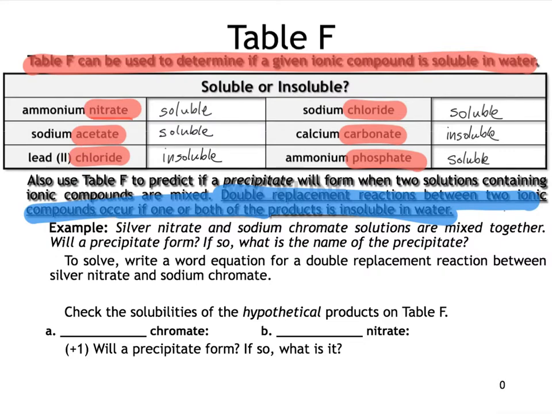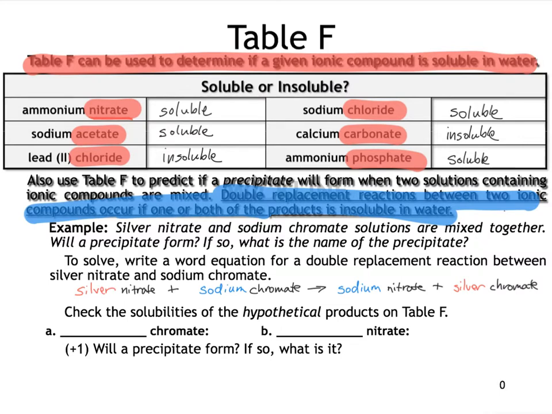Silver nitrate and sodium chromate solutions are mixed together. Will a precipitate form? If so, what's the name of the precipitate? So to solve this, let's write a word equation for a double replacement reaction between silver nitrate and sodium chromate. At the moment, this is hypothetical.